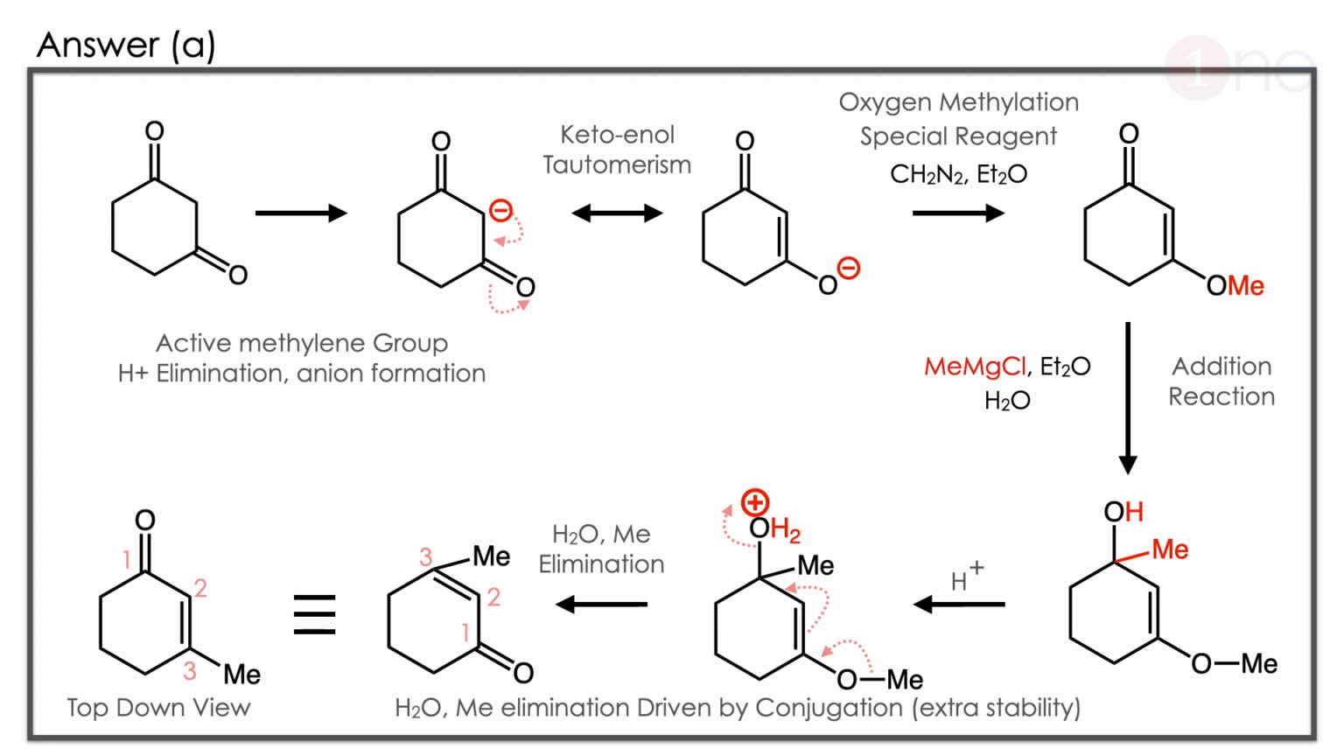The product they have given us is in a top-down view, so we rewrite it in the top-down view. Here you have to know three important things. One is the active methylene group, and special methylation, which is O-methylation by diazomethane, and the conjugated ketone is always favorable.